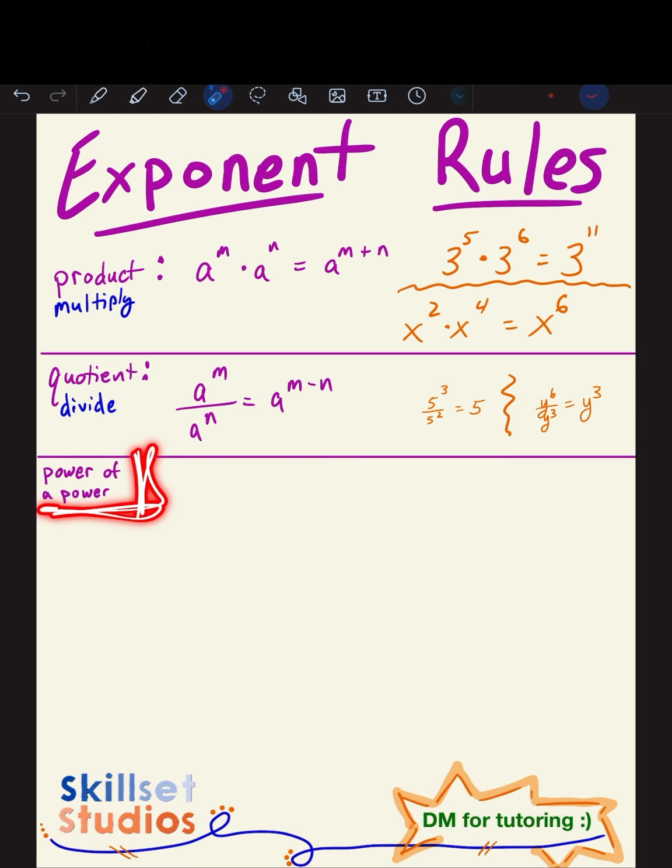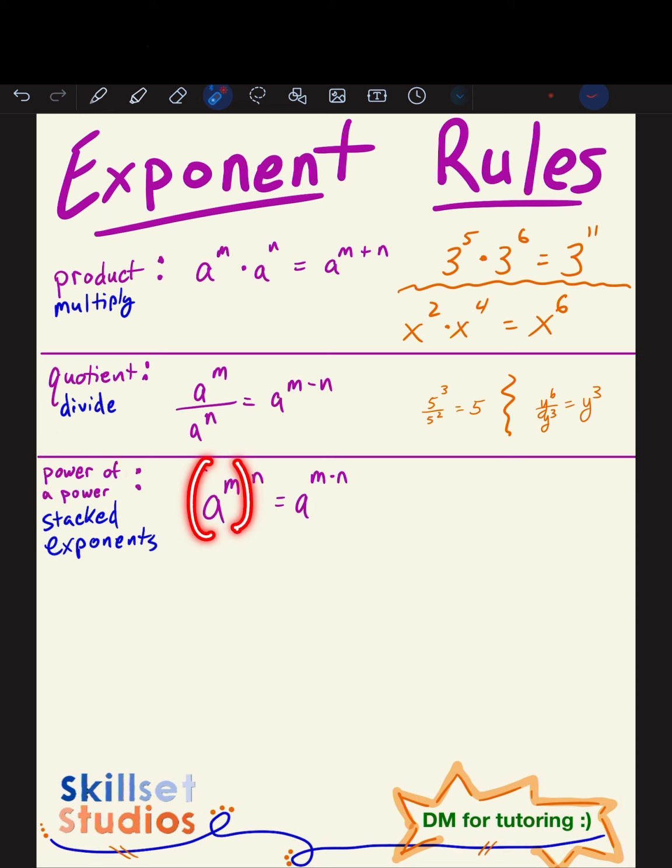And next we've got the power of a power. Remember, the word power in math just means exponent. So this is basically saying exponent on top of an exponent. And so this is saying if you have a term that has an exponent and another exponent outside of that, then you can multiply those exponents together. But again, keep the base the same.